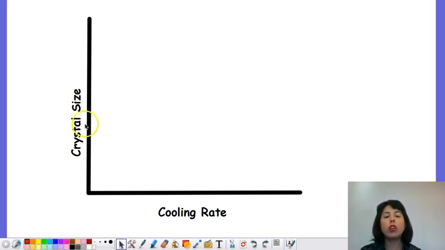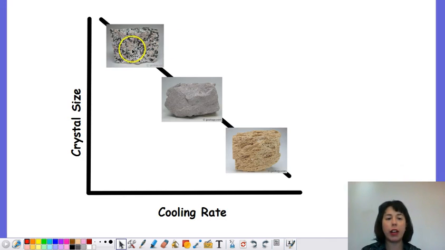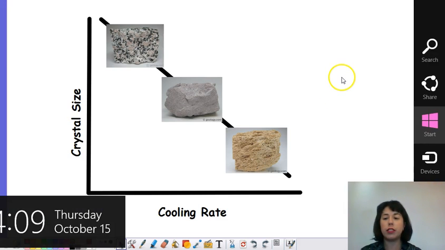Now let's talk about crystal size and cooling rate. So the rate or the speed at which it cools, what's going to happen to our crystal size? We're going to have an inverse relationship. So as cooling rate increases, crystal size decreases. So if it's cooling off rather quickly, it's going to be very, very small crystals or no crystals. And we can put our rocks back on here. So the crystal size here, very slow cooling, will have that coarse texture. Very quick cooling, we have that glassy texture with the vesiculars.